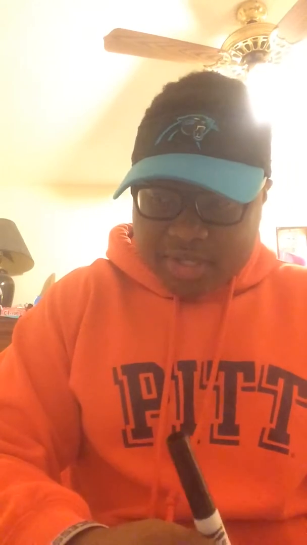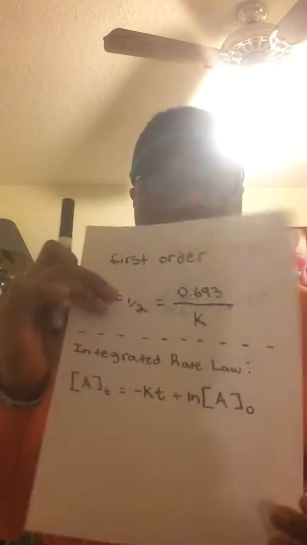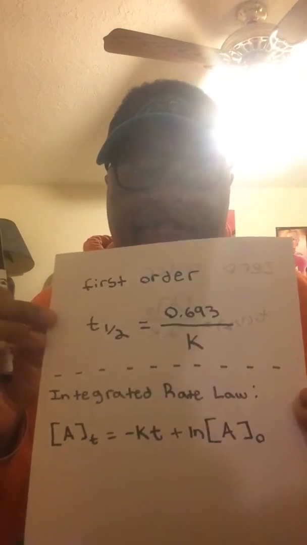The integrated rate law for the half-life of a first order reaction is AT, which is the final concentration, is equal to negative KT, which is the rate constant times the time, plus the natural log of the initial concentration, which is AO. And you can see it right there.